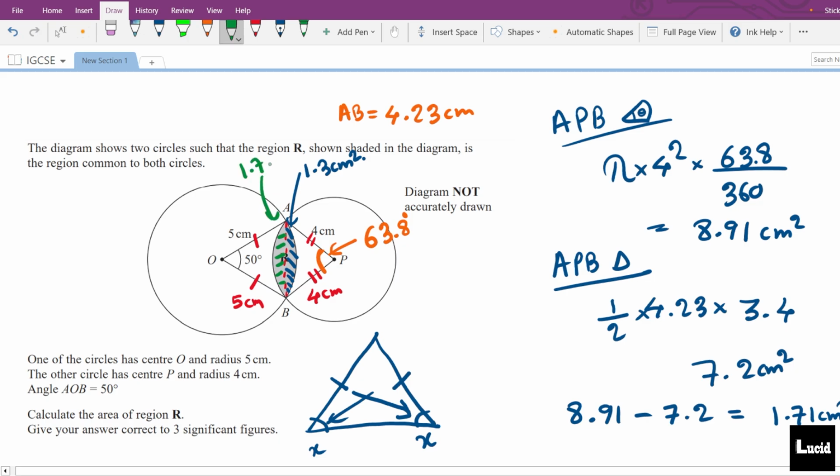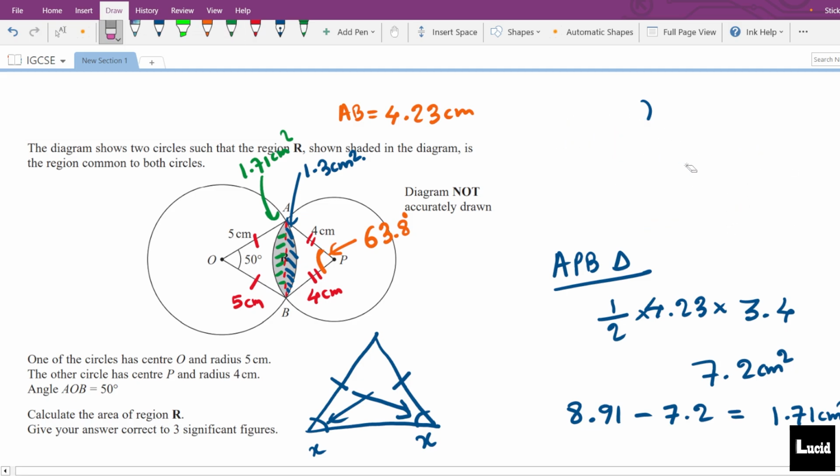Finally, the shaded area will be 1.71 plus 1.3, which gives you approximately 3.01 centimeters squared. So it's approximately 3 centimeters squared.